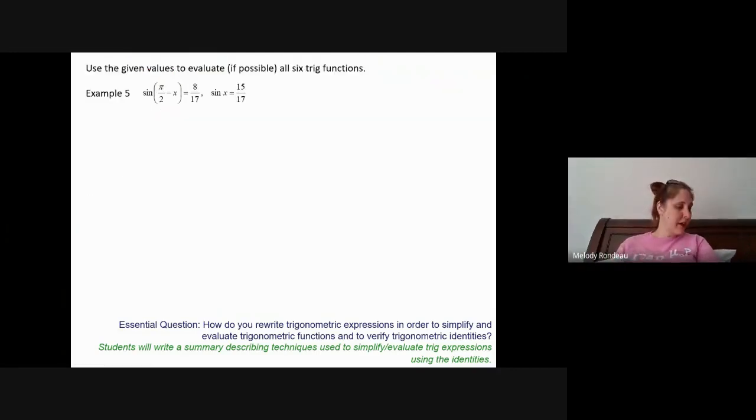All right, so we're going to look at example 5, use the given values to evaluate, if possible, all 6 trig functions. So I'm going to start with this first one, sine, and then I see pi over 2 minus x. Remember, that's a lot like saying 90 minus x.